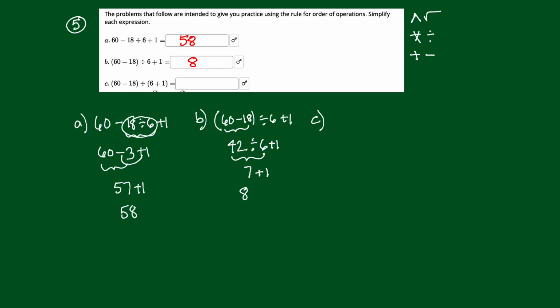Now in part C, we've got 60 minus 18 in parentheses, so we know we're going to run through that one first, divided by this quantity, 6 plus 1. All right, so we've got parentheses here. I'll work through that. I'll work through this one here. So 60 minus 18 is 42. Then divide by 6 plus 1, which is 7. Now one operation left. 42 divided by 7 is 6. So let's just put that 6 to complete everything here.